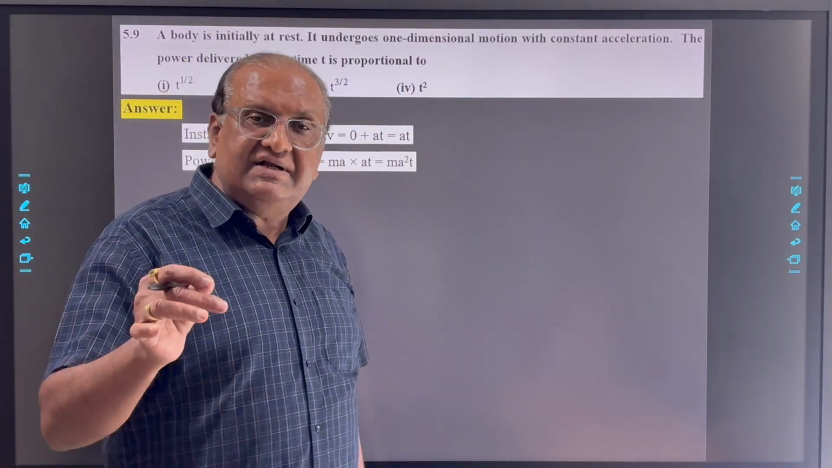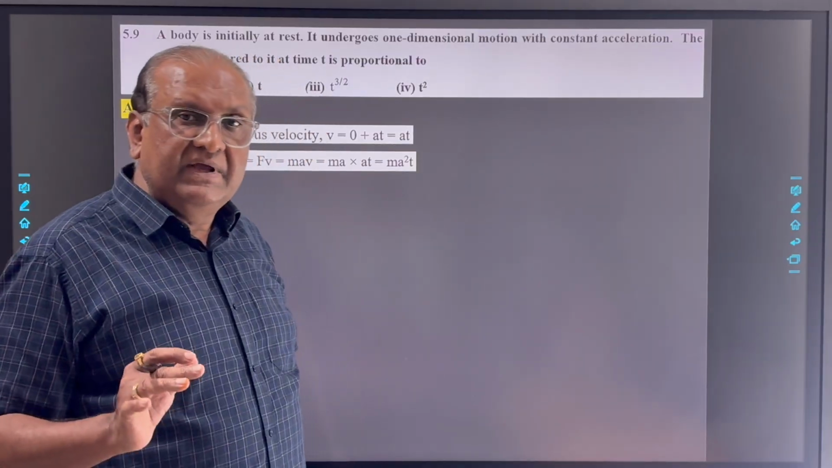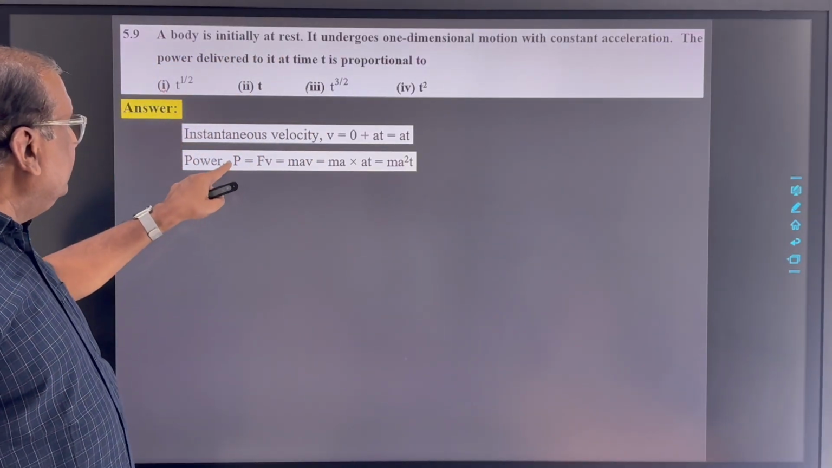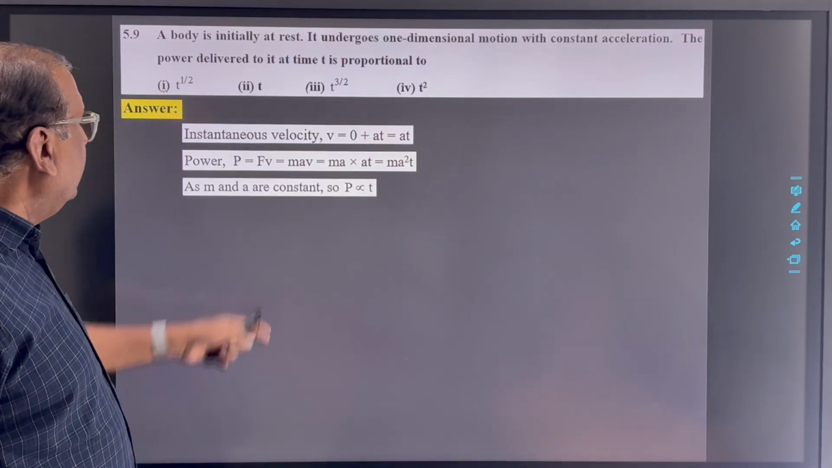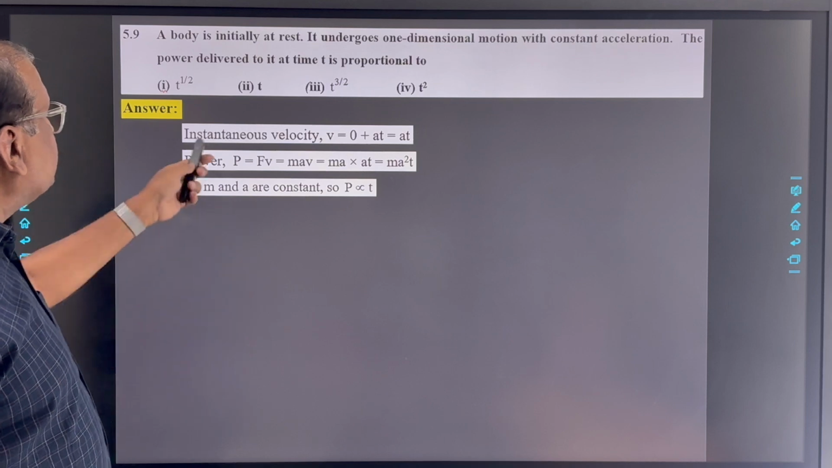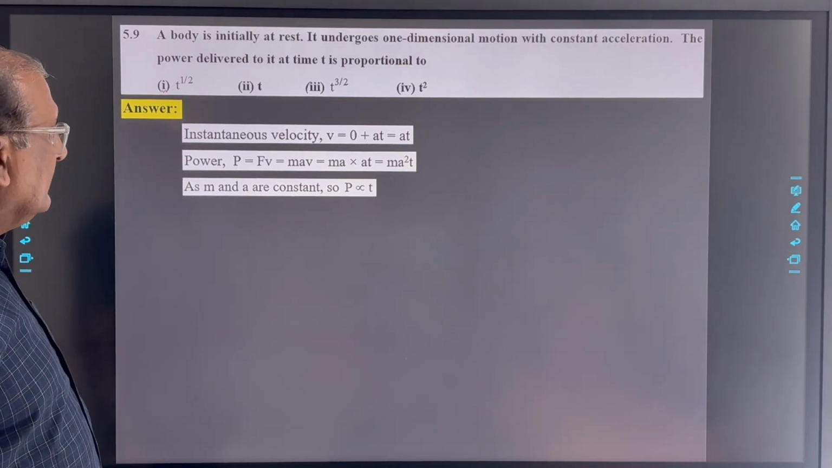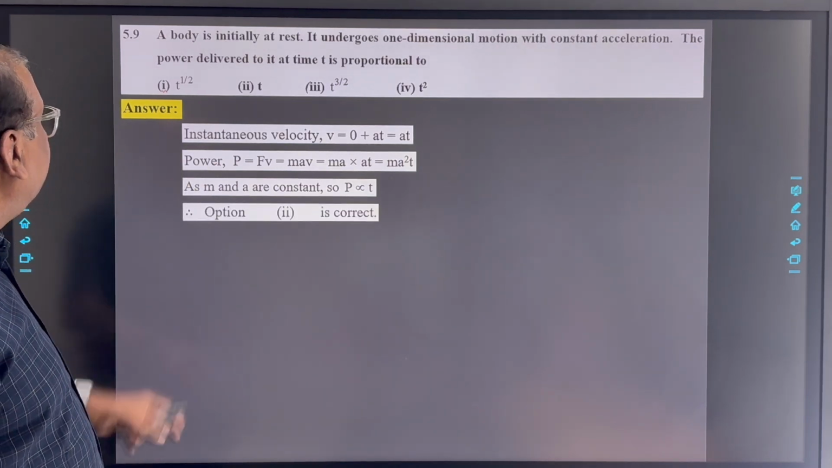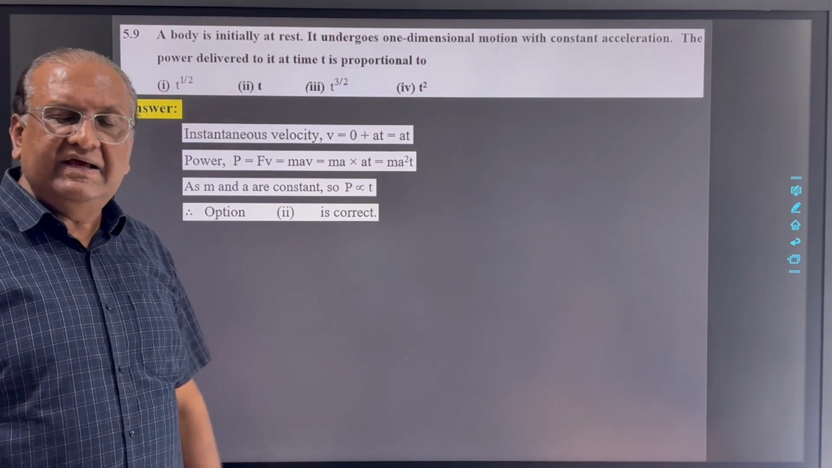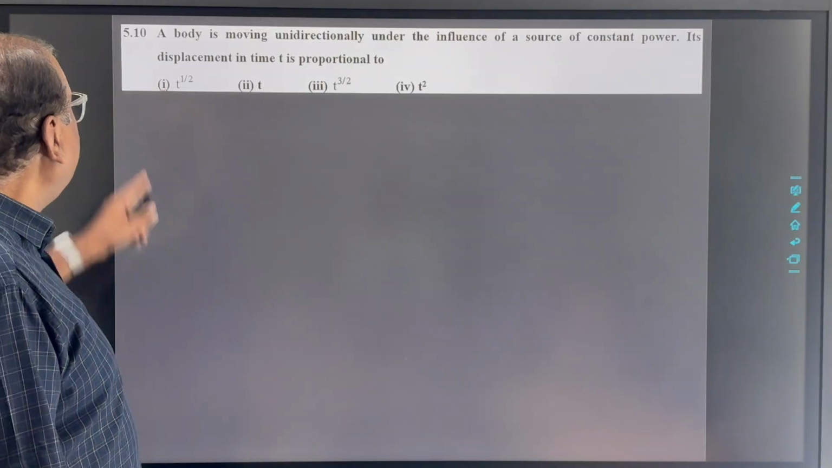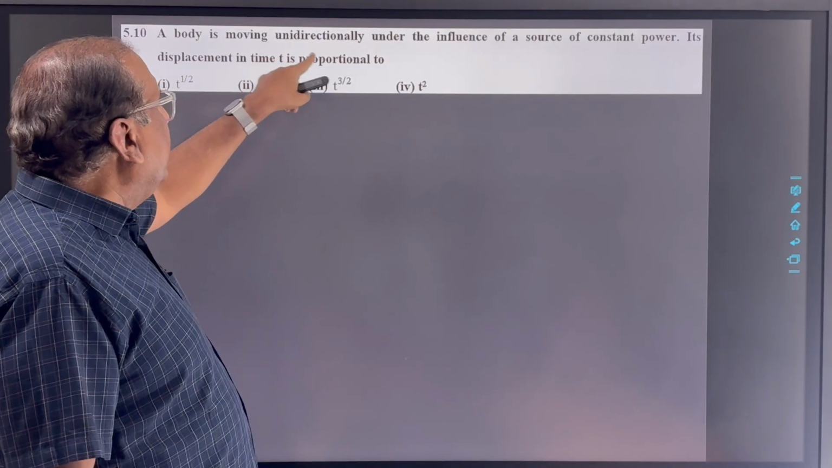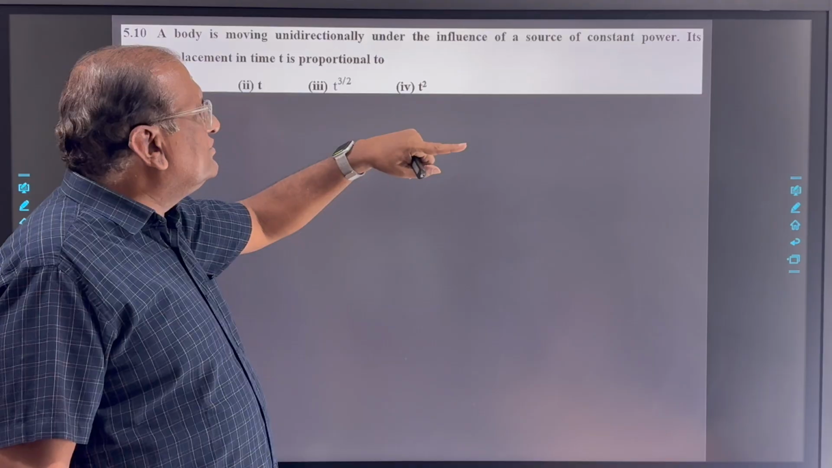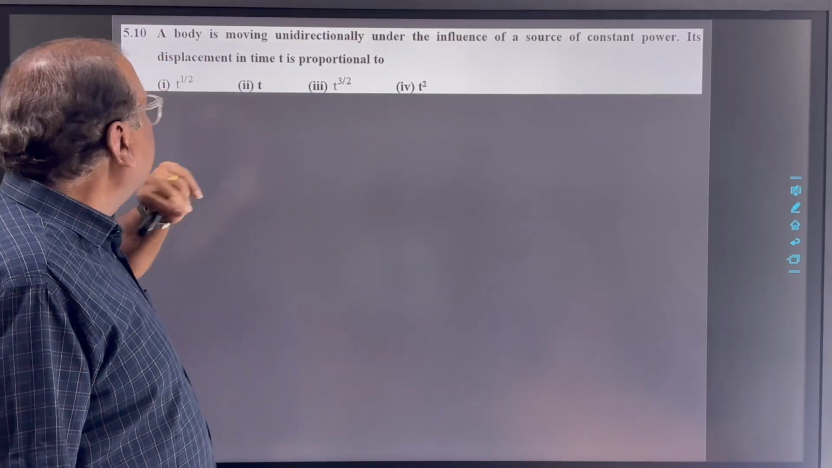Acceleration, that is constant, is given to you in the question. So we can say, now in this case, power is directly proportional to time t. So as per the given options, our answer will be the second one. Clear? Now exercise 5.10. A body is moving unidirectionally under the influence of a source of constant power.